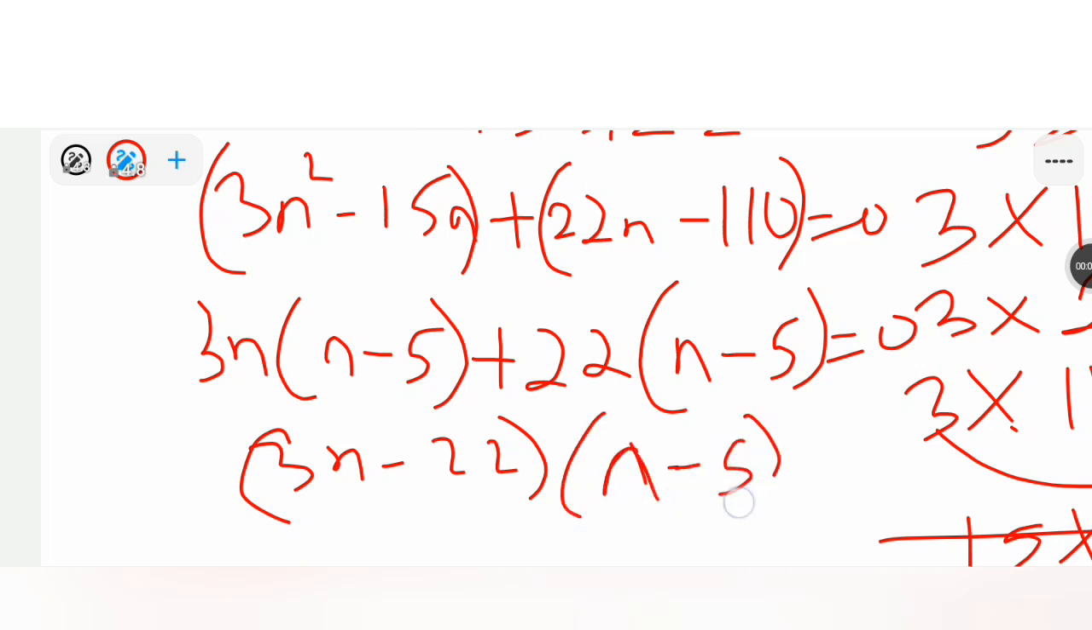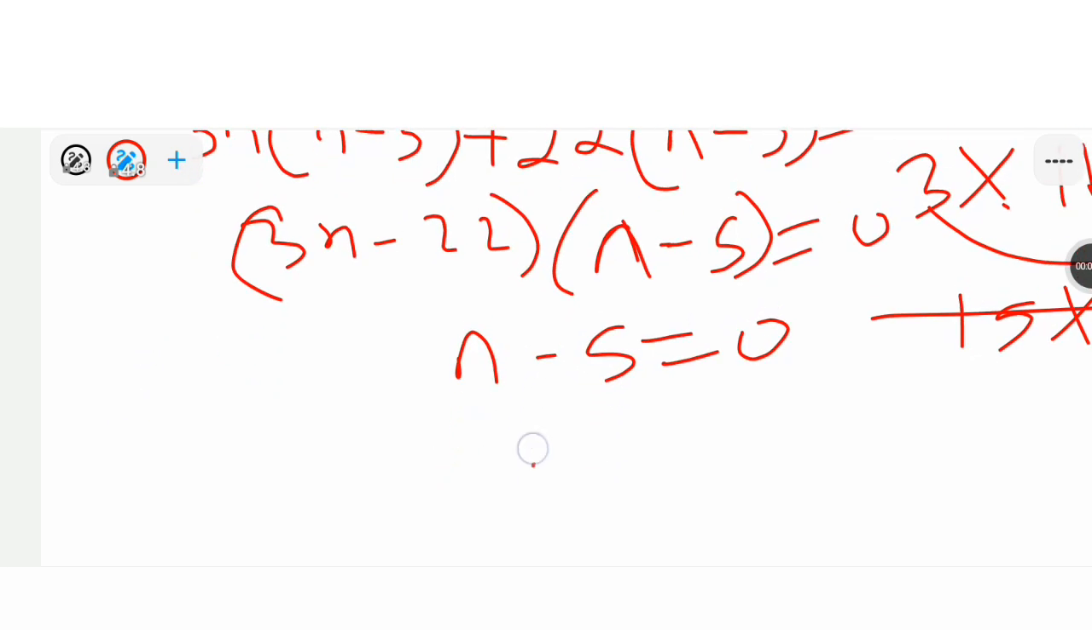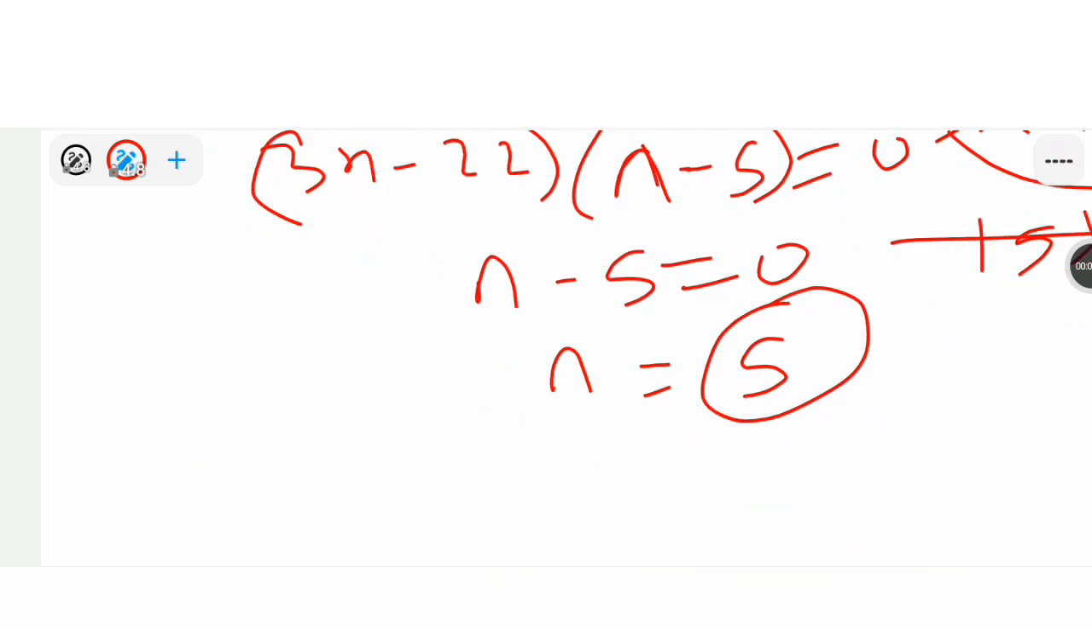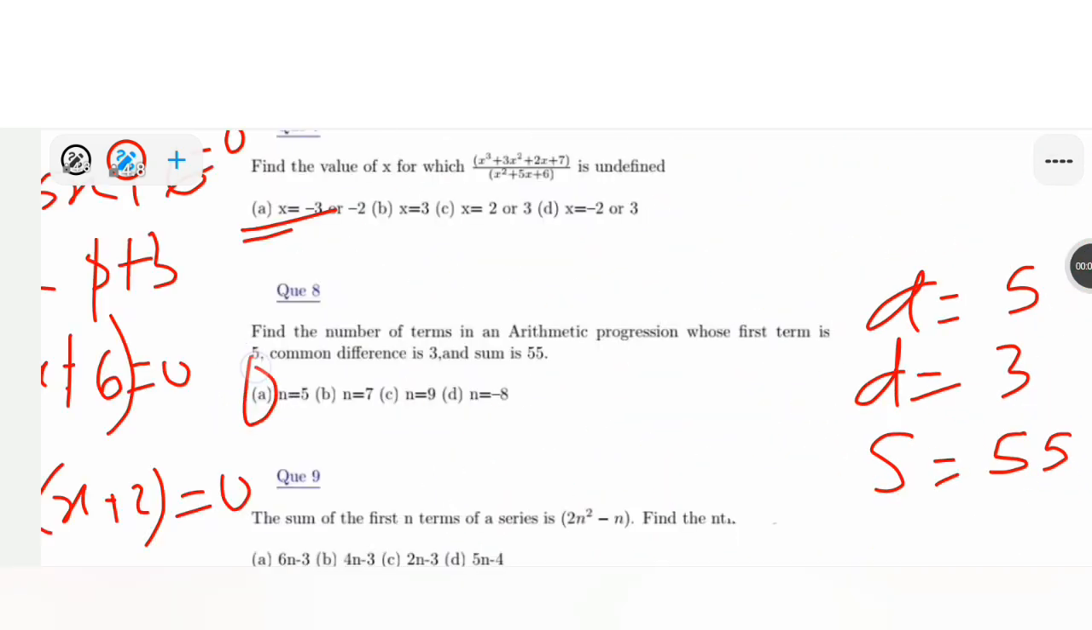So you have two answers. Just equate both of them to 0. But without wasting time, n minus 5 equals 0, then n will be equal to 5. If you do this one, you're going to get a fraction. The number of terms cannot be a fraction. It should be a whole number. So n equals 5 is the answer. So that is option A.